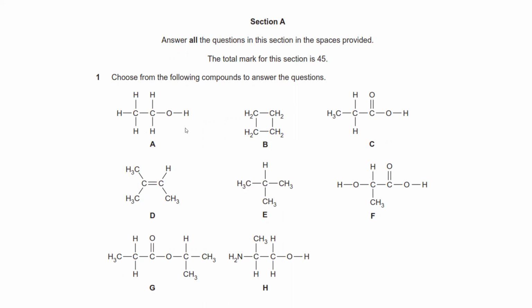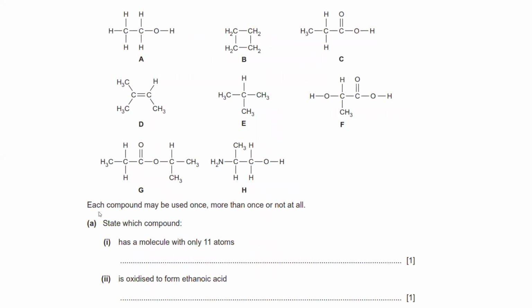So from general inspection, we can see that some of them are alcohols, some of them are double bond compounds, some of them are acids, and some other forms of hydrocarbons are given. So let's see what sort of questions they are asking from us. It says each compound may be used once, more than once, or not at all. So we are pretty good, as we have the option to use multiple of them for each answer.